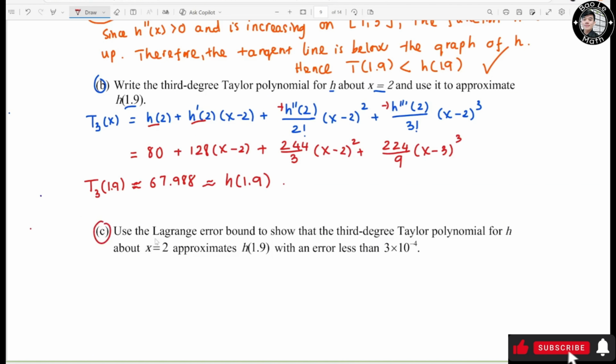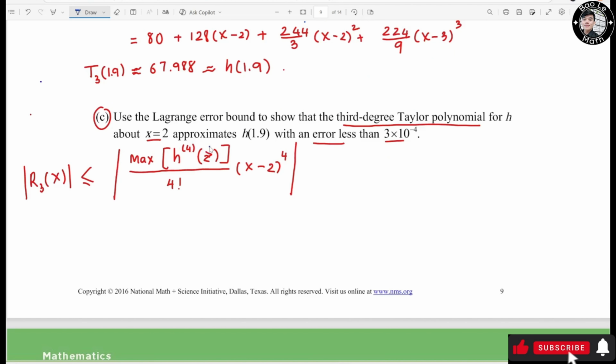Question C. Use the Lagrange error bound to show that the third degree Taylor polynomial for the function h about s equals 2 approximates h of 1.9 with an error less than 3 times 10 to the negative 4. Now remember, the remainder for a third degree Taylor polynomial is for some z between 1.9 and 2 right here. This is c, this one is s, and z is between c and s, right? So the maximum of this is when z equals 2 right here, because 2 is greater than 1.9, right?